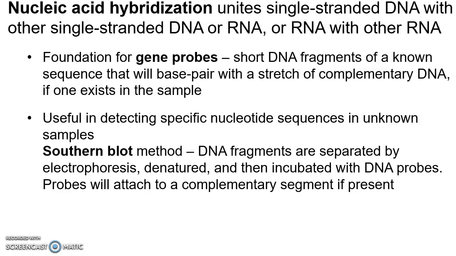The Southern blot method is a technique that combines DNA gel electrophoresis with gene probes, and you have the DNA fragments separated by electrophoresis. They're then denatured so that they become single-stranded, or the strands separate, and then they are incubated with the DNA probes, and the probes attach to complementary segments in that DNA if it's present.